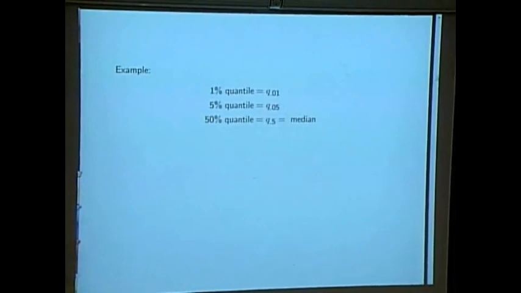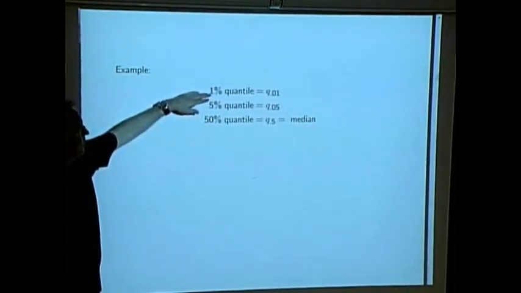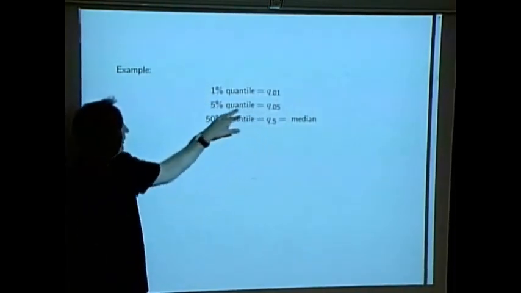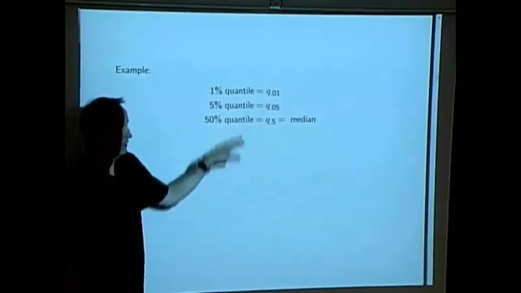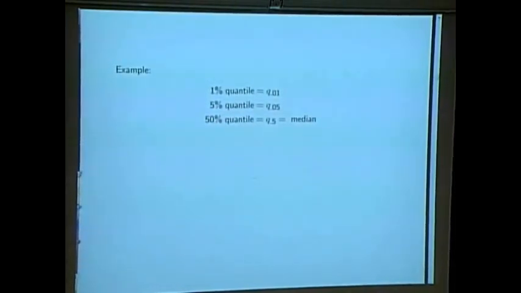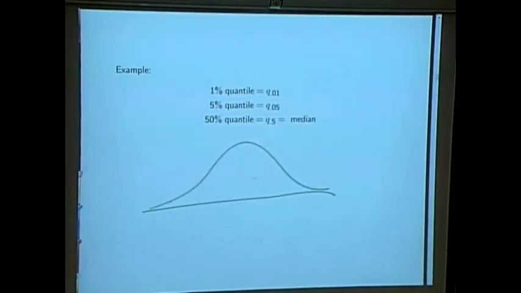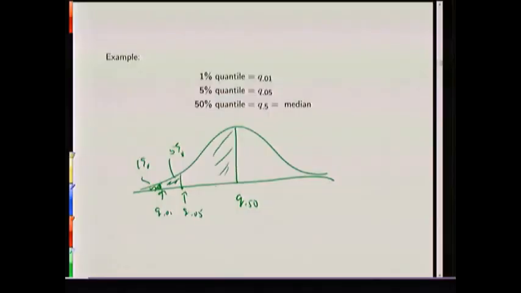Now, particular quantiles that we're interested in: the 1% quantile is Q 0.01, the 5% quantile, and the 50% quantile is known as the median. So if we think of a distribution, we plot its probability curve, and if this area is 1%, this is the 1% quantile. The area is 5%. This is the 5% quantile. And then the median is the 50% quantile. That's such that the area is 50% to the left of that.